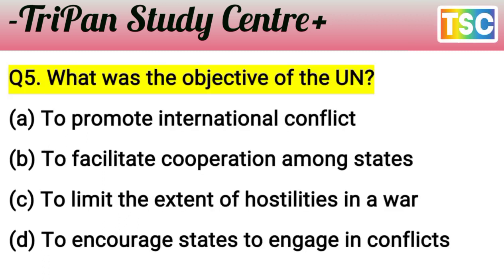The next question arrives here. The question is important: what was the objective of the UN? The options: A, to promote international conflict; B, to facilitate cooperation among states; C, to limit the extension of hostility in a war; and D, to encourage states to be engaged in a conflict. That's an important question here.